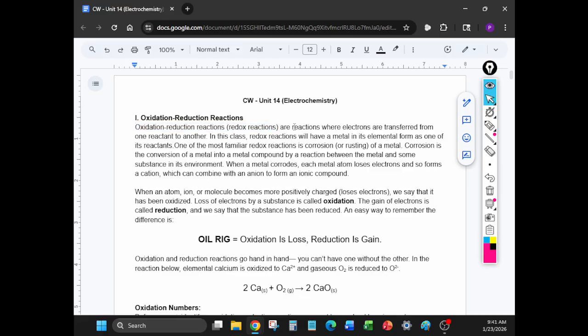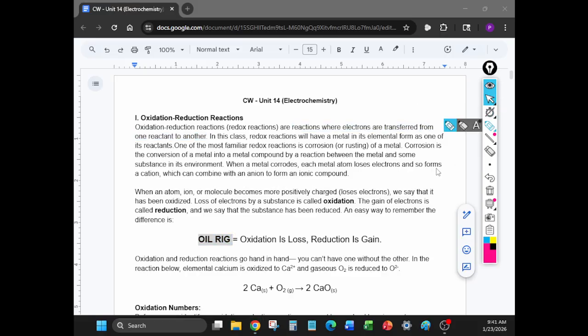Reduction reactions are very simple. It's reactions where electrons move from one reactant to another. So when you have a chemical reaction, it's basically looking at how electrons move from one compound to another compound. The acronym you want to know is OIL RIG. Oxidation is loss. So if an element loses electrons, it is oxidized. Reduction is gain. If an element gains electrons, it is called reduced.